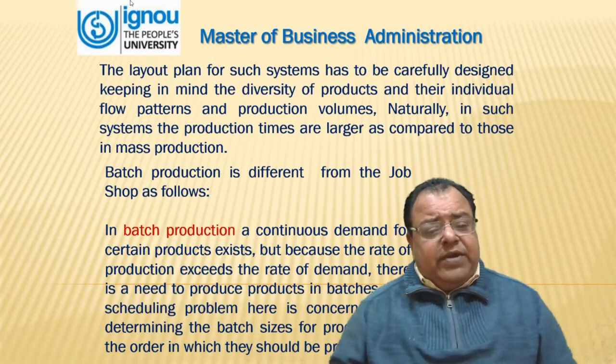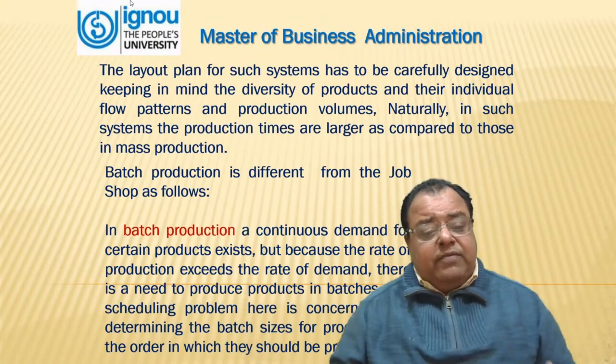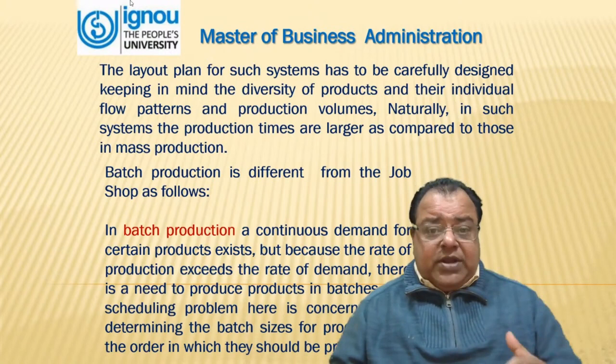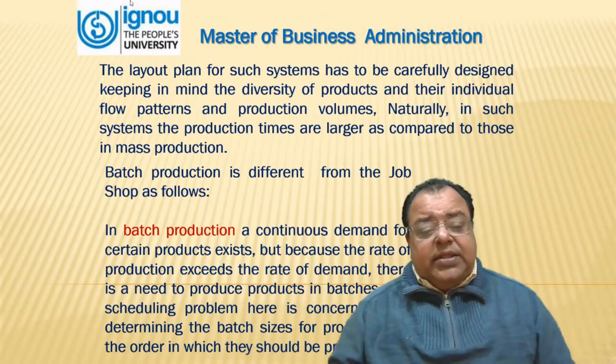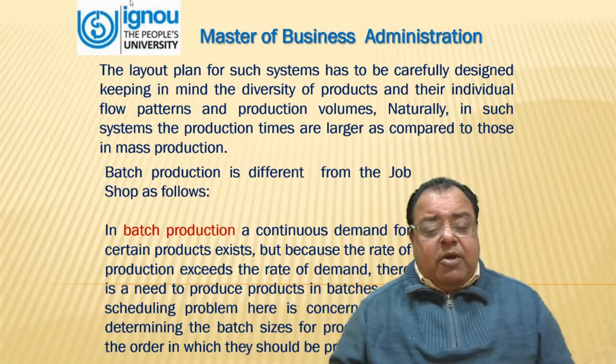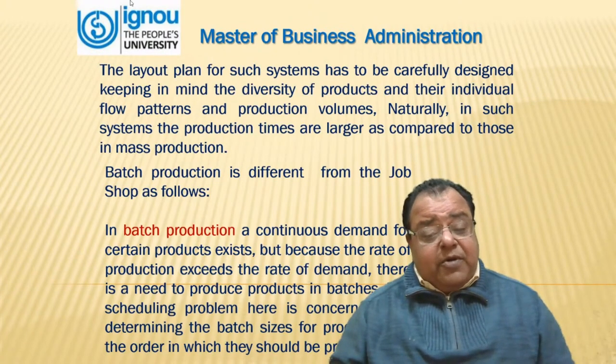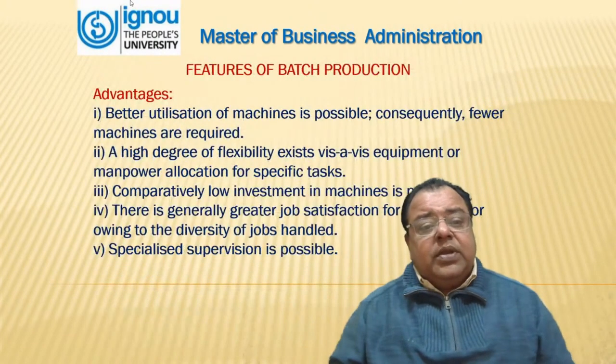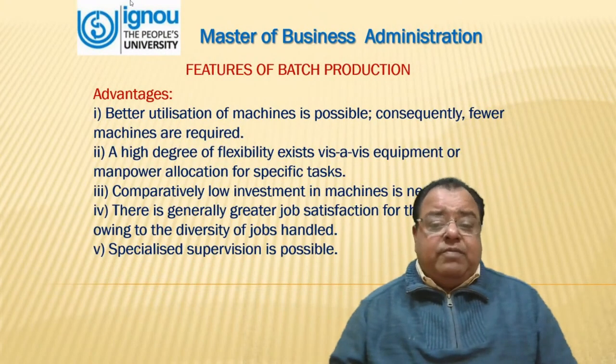Batch production is different from job shop as in batch production a continuous demand for certain product exists. But because the rate of production exceeds the rate of demand, there is a need to produce product in batches. The scheduling problem here is concerned with determining the batch size for products and the order in which they should be performed. What are the features of batch production?